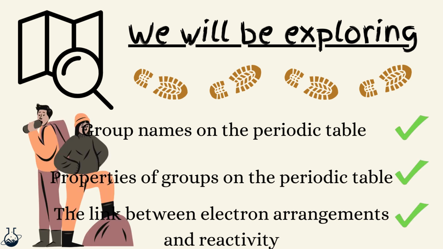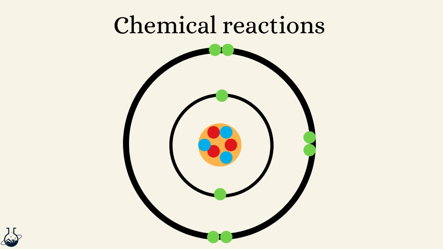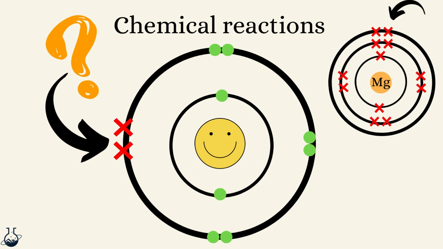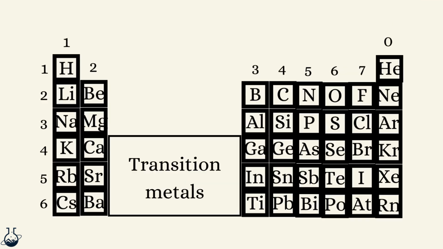Let's get started. In my previous videos, we have looked at the basic structure of the atom and how they become ions, so that atoms can establish full outer shells. Remember, a full atom is a happy atom. So where have these electrons come from? Simple answer, another atom, which is the basis of a chemical reaction.